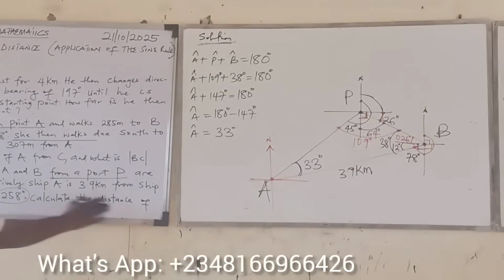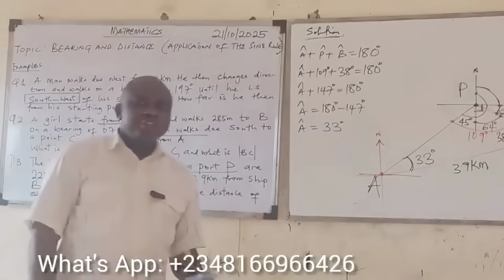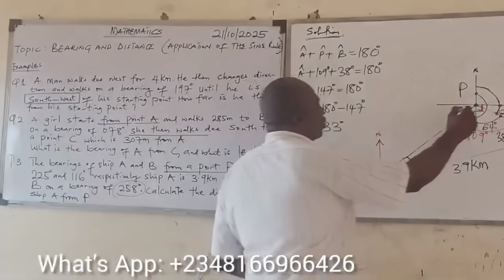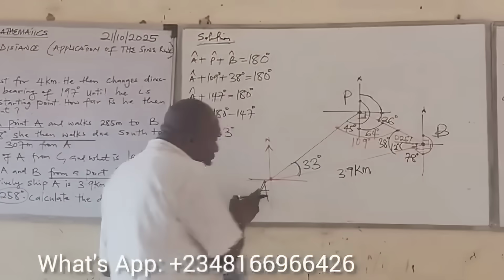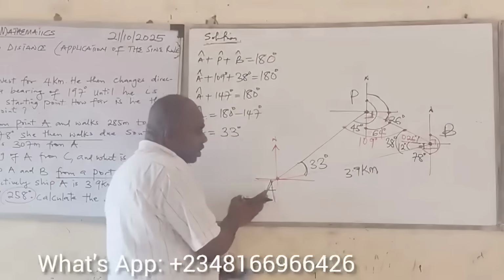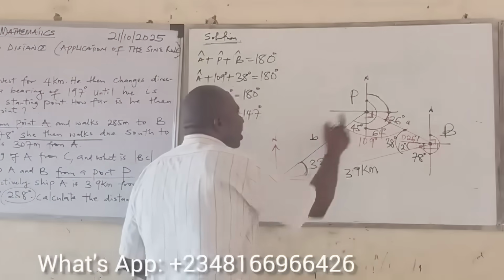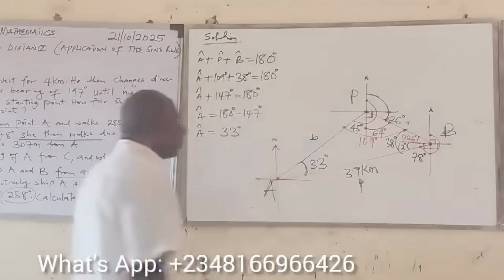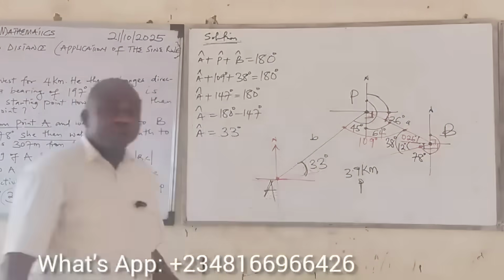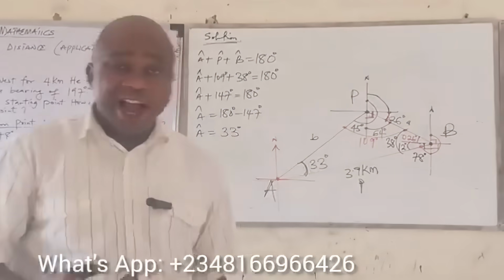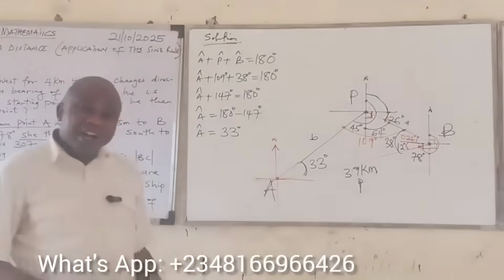Now let's go back to the question. It said we should calculate the distance of ship A from P, that is, from the port. Now remember, this is the port. The side facing big A is small a, the side facing big B is small b, and the side facing big P is small p. Now the distance AP is small b. So the distance between A and port P is designated by small b.